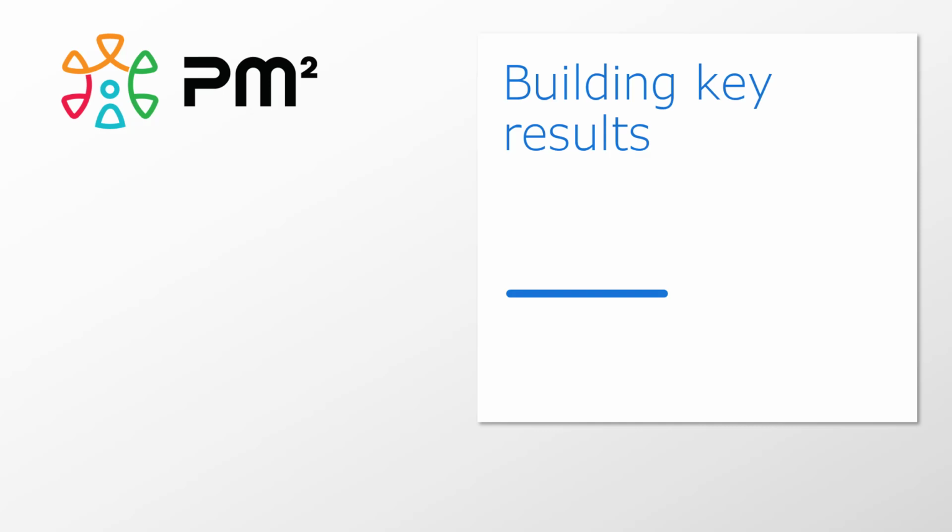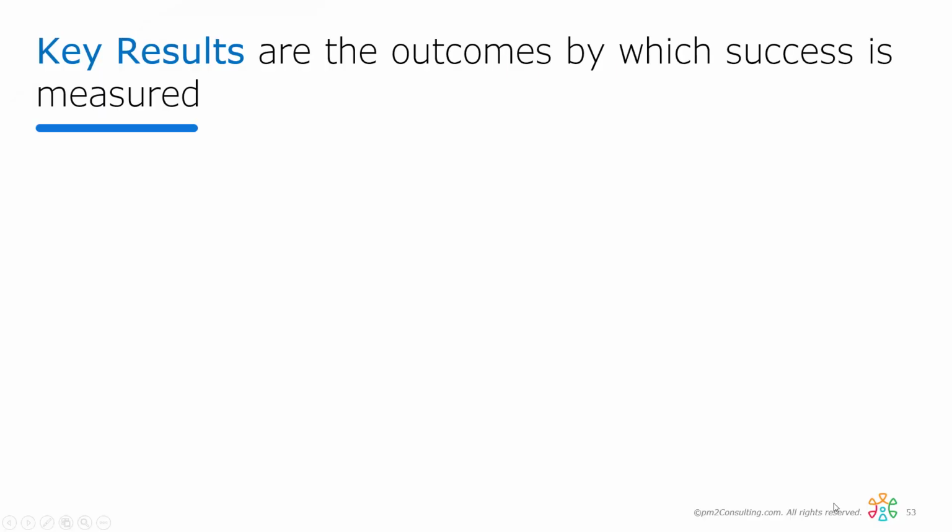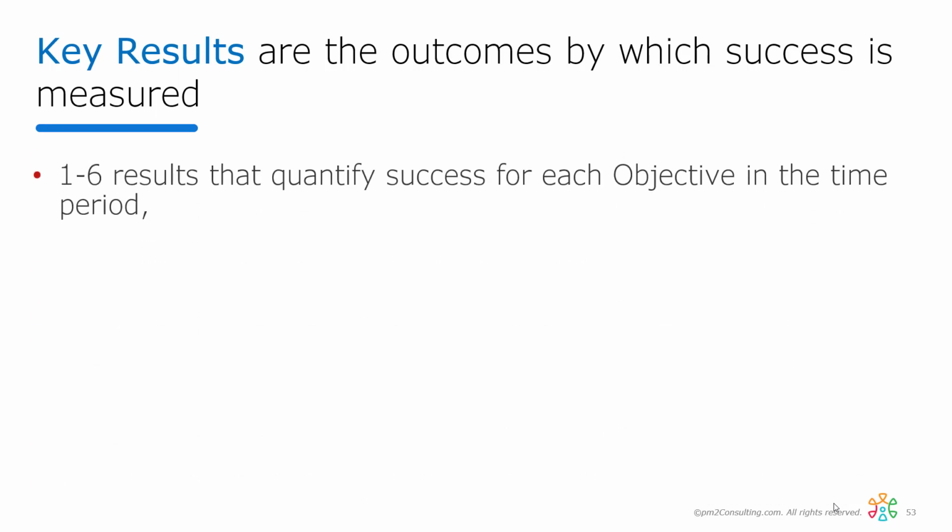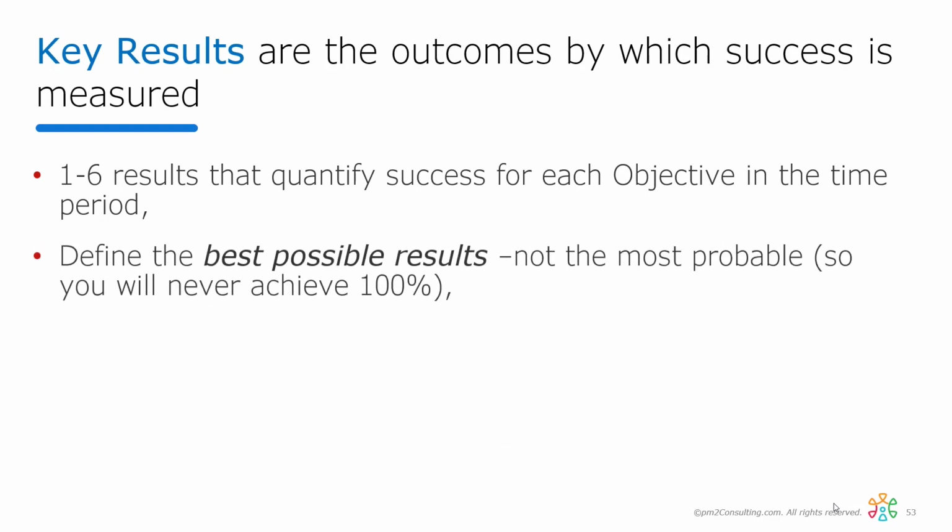Finally, the last video. Well, the last one so far. So here we're going to talk about building your actual key results that link up to those objectives. So key results are the outcomes that will tell us whether we've succeeded, whether we've got that best possible outcome. So for each objective, there are going to be 1 to 6 key results that quantify your success.